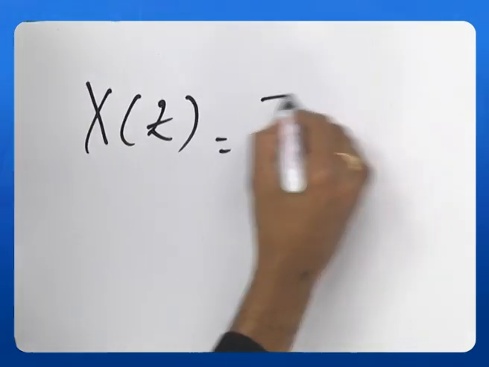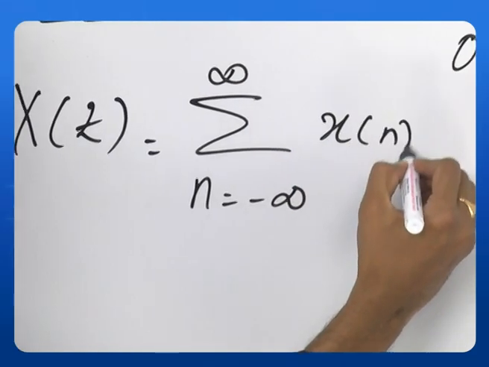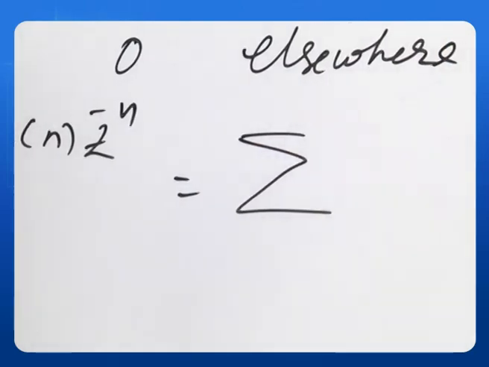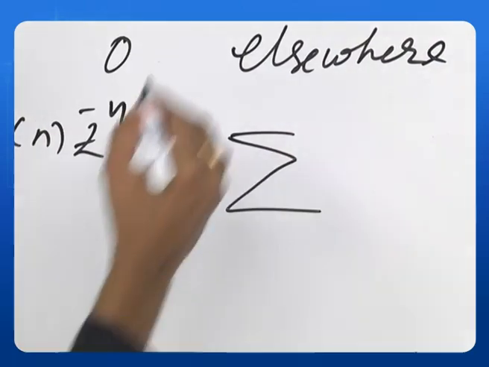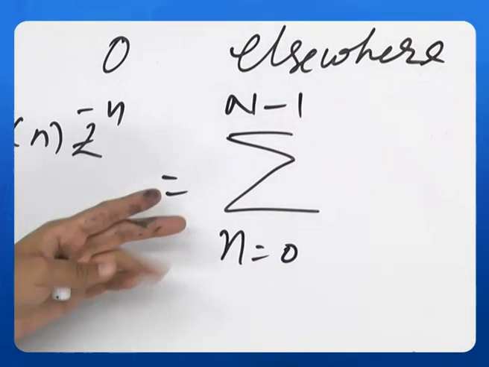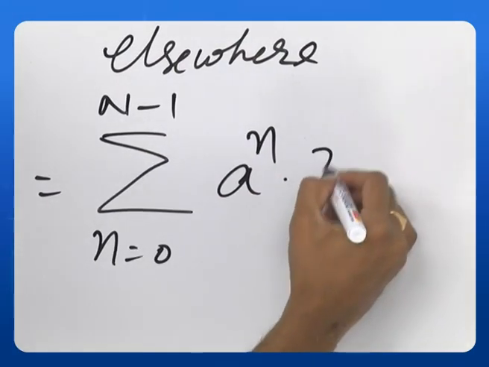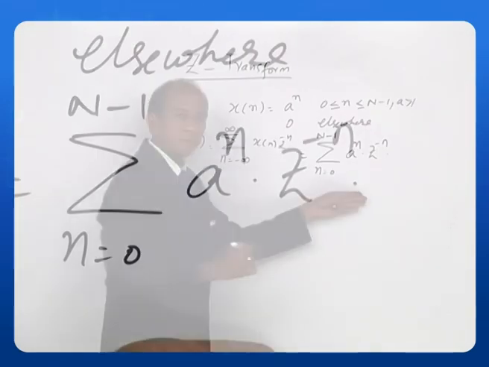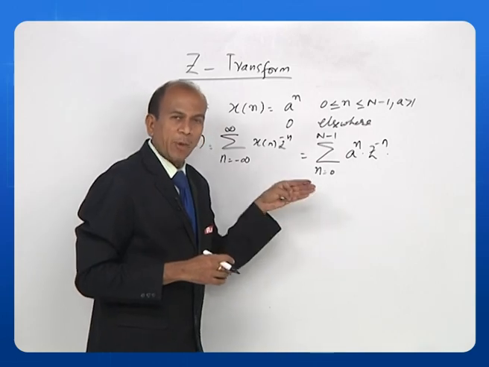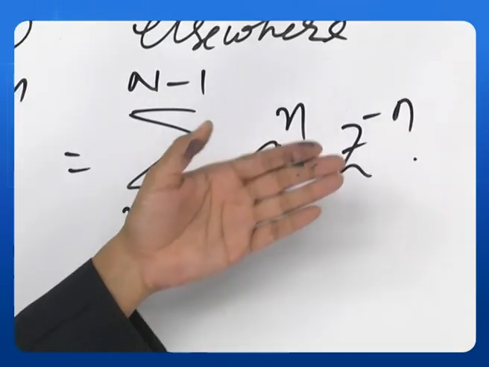X of z can be written as, again I am not writing everything, but definitely we will write this formula because this is what we have to remember always. So, let us put what is given to us. What is given to us is n is 0, perfect, and this is existing only up to N minus 1, that is what we have put here. What is this value? This is a to the power of n, z to the power of minus n. Let us see how to solve these types of problems. So, this is the summation n equal to 0 to N minus 1, a to the power of n, z to the power of minus n.